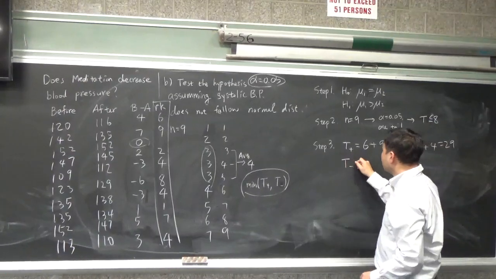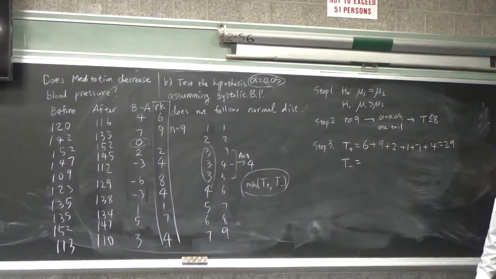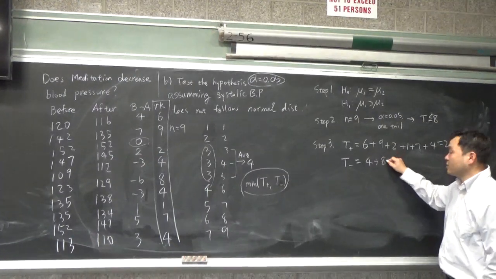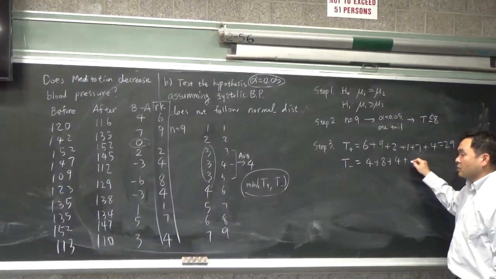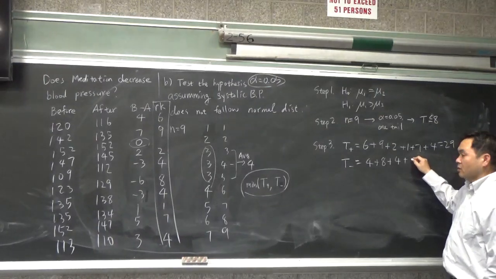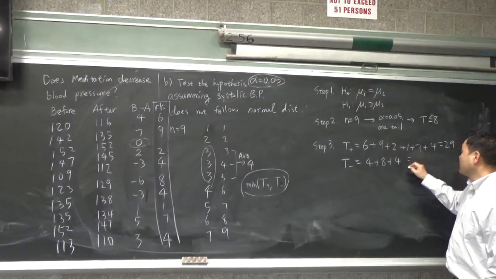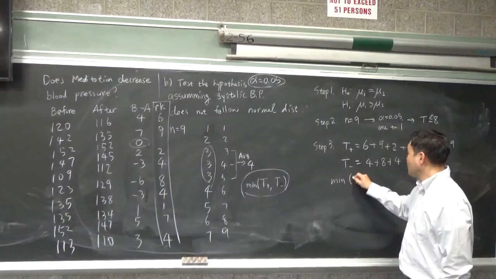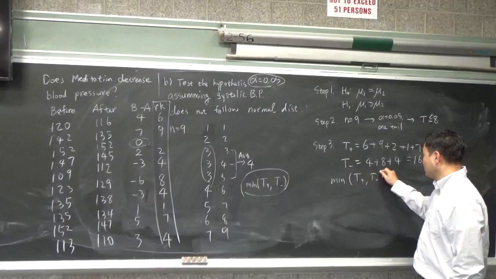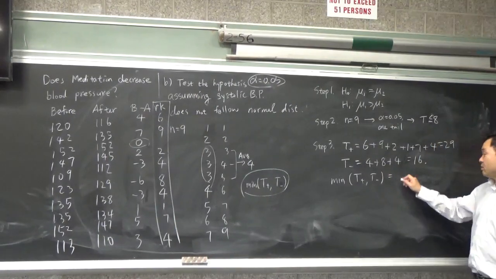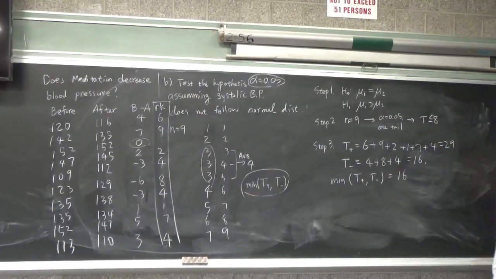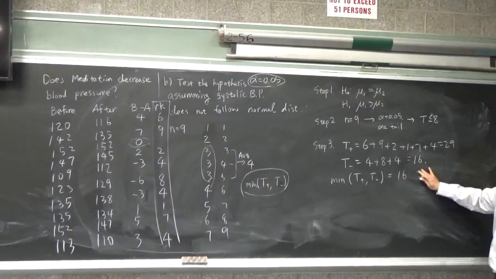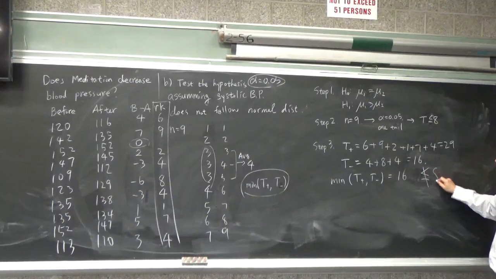Okay, t minus. Give me the t minuses. What are the values? 4, 8, 4. 4 plus 8 plus 4. That's it. So that's 16. So the minimum of t plus and t minus is what? 16. Since this is greater than 8, it's not true that it's less than or equal to 8.